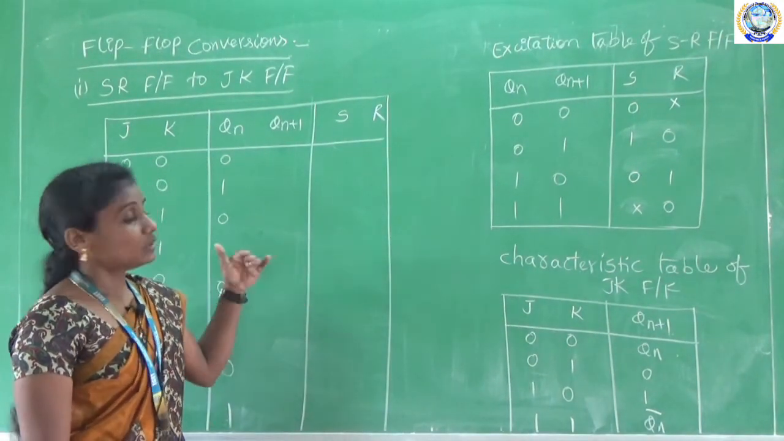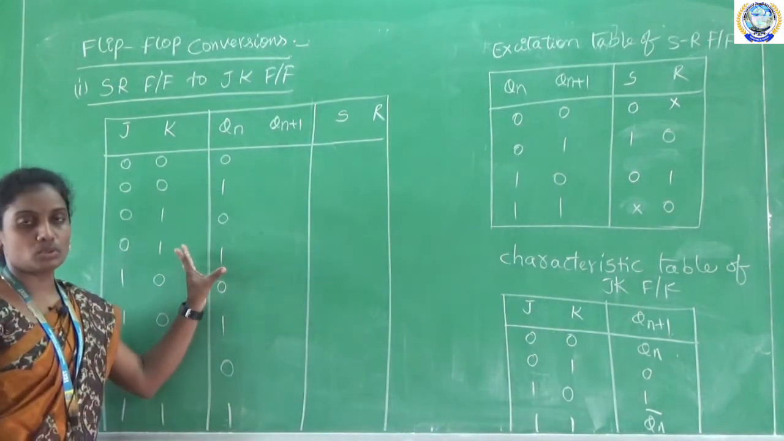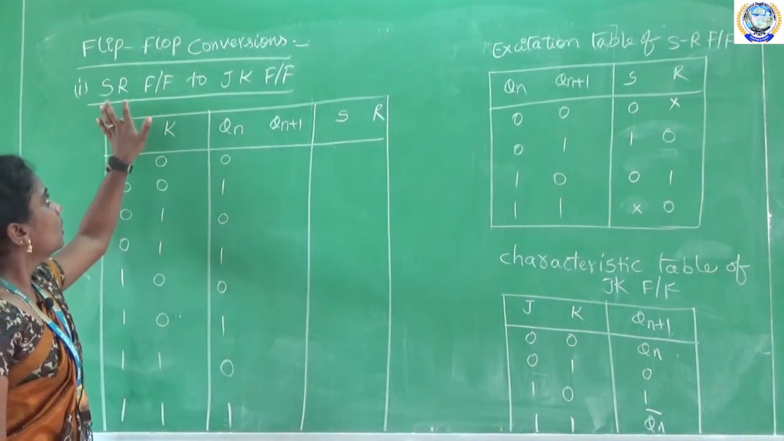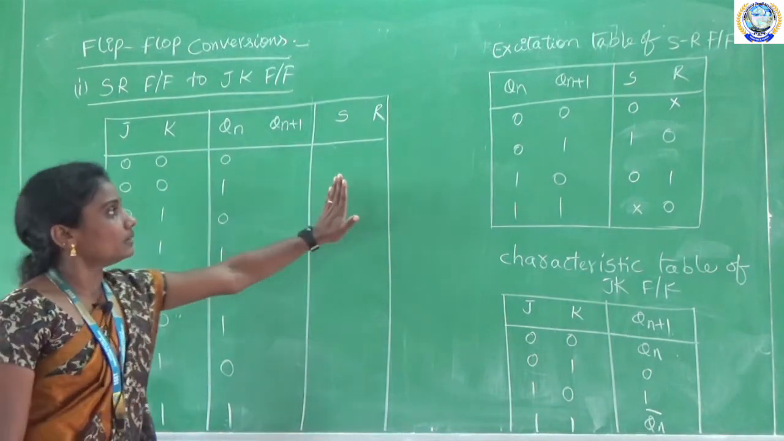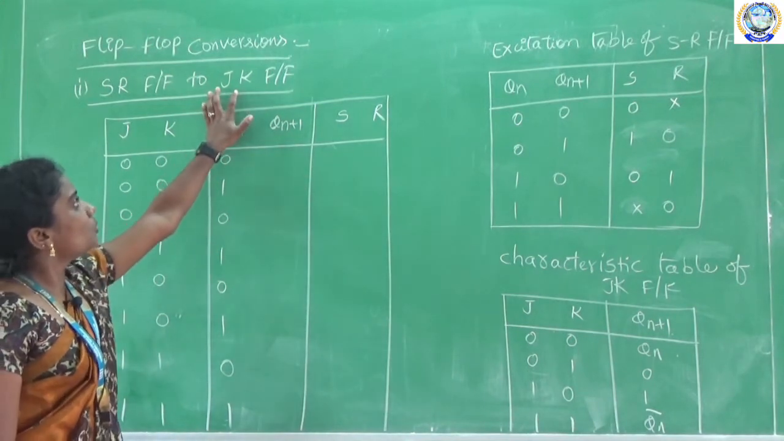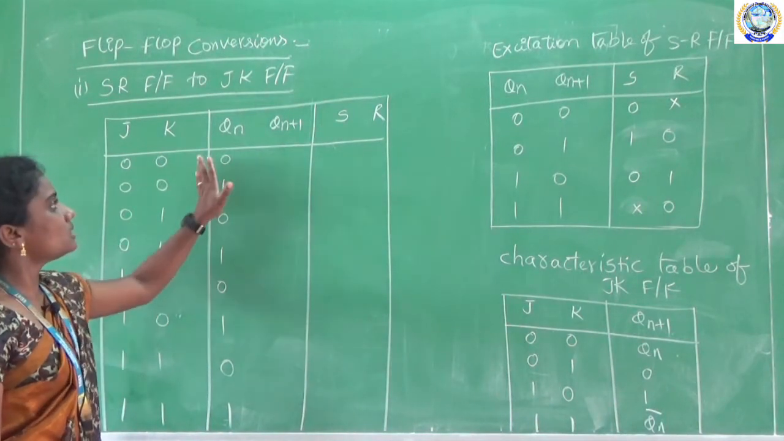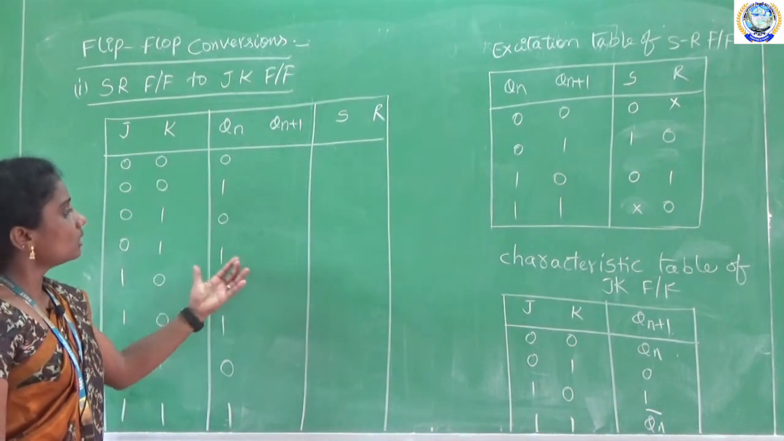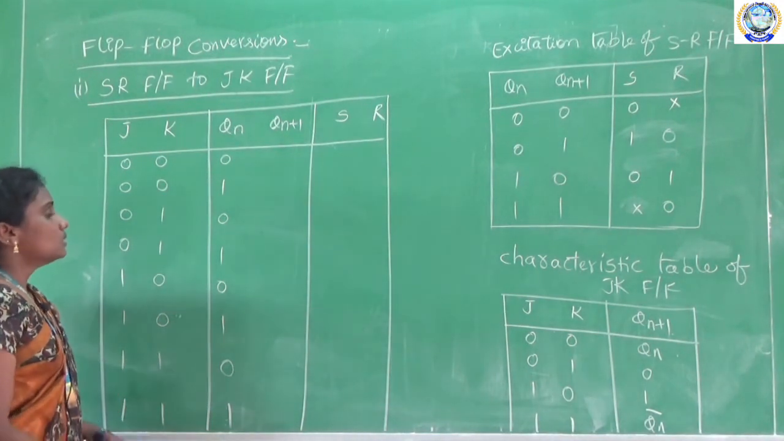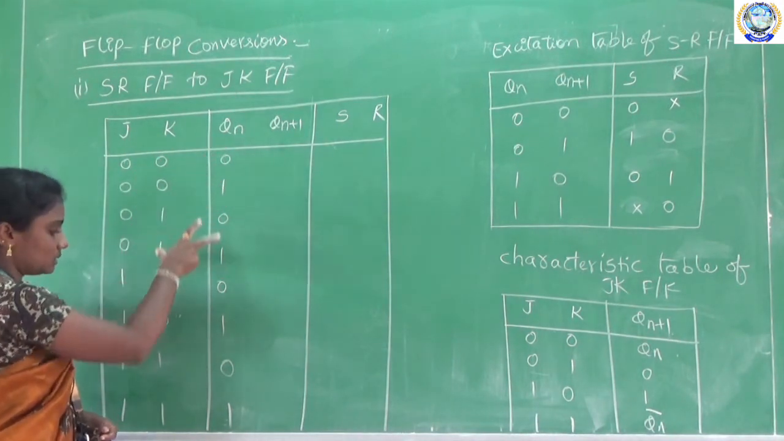So first one is SR flip-flop to JK flip-flop. So here, if we observe this truth table, whatever inputs we are considering here, that means the SR flip-flop inputs, are written on the right side of the truth table, and the converted JK flip-flop inputs are written on the left side of the truth table. So according to the present state and the next state values, we will convert the SR flip-flop into JK flip-flop, right? So here I am considering the inputs of the JK flip-flop and the present state value is here.